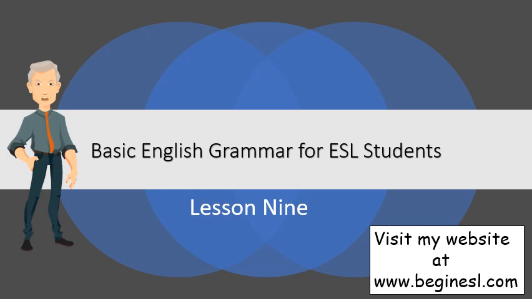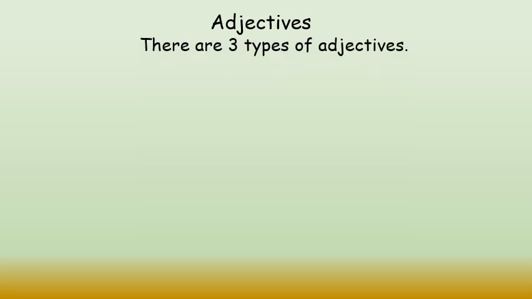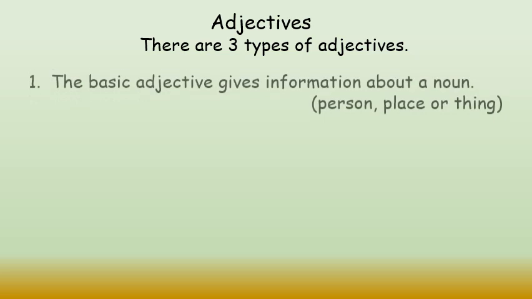Basic English Grammar for ESL Students, Lesson 9. Lesson 9 is about adjectives. Adjectives. There are three types of adjectives.